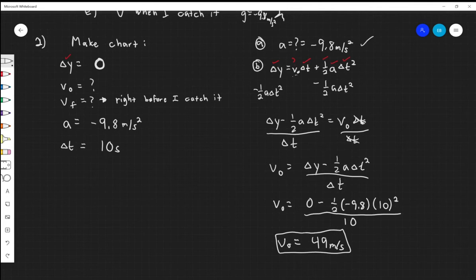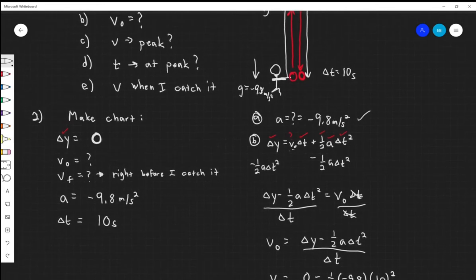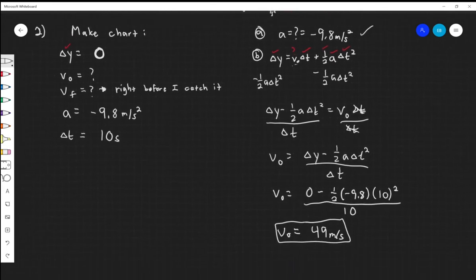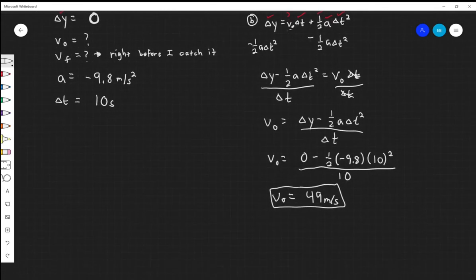Next question. We want to know what is the velocity at the peak. Well, if I'm throwing this ball up, it goes up, it reaches the peak, it stops, and then it comes back down. If I've stopped, then I'm not moving. If I'm not moving, V equals 0. V at the peak is equal to 0. Done.